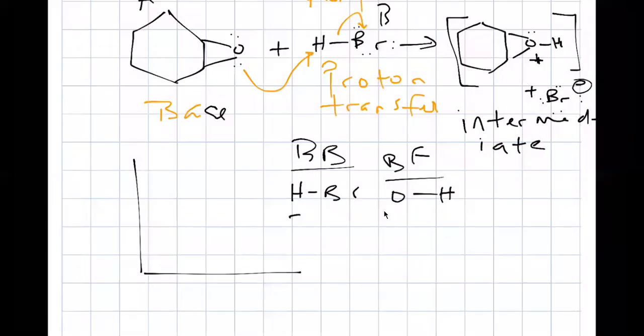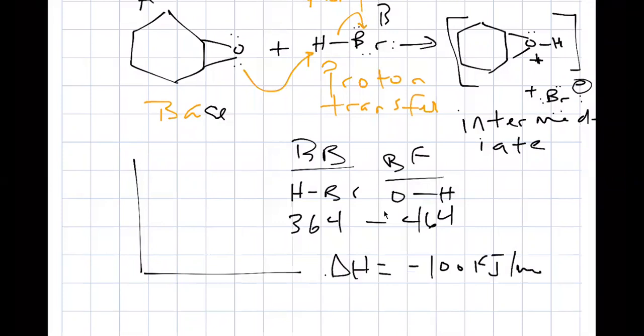This is 364. So it's 364 and 464. So if I calculate delta H, it's what, negative 100? Yes. Kilojoules per mole? Good. So that means that if it's negative 100 kilojoules per mole, is it exothermic or endothermic? Exothermic. Highly exothermic, right? Negative 100 kilojoules per mole, that's giving off a lot of energy.